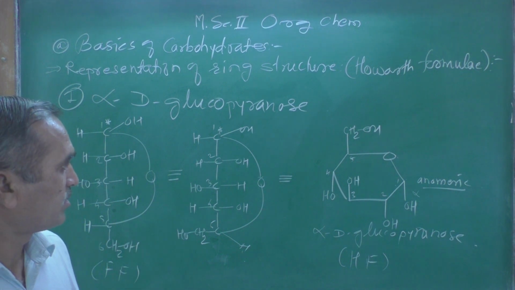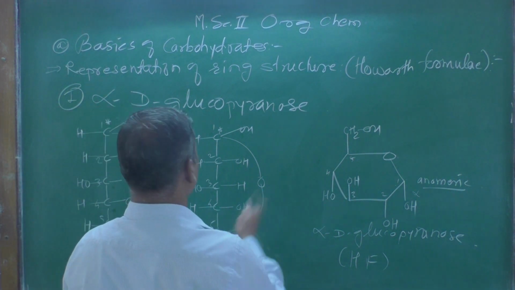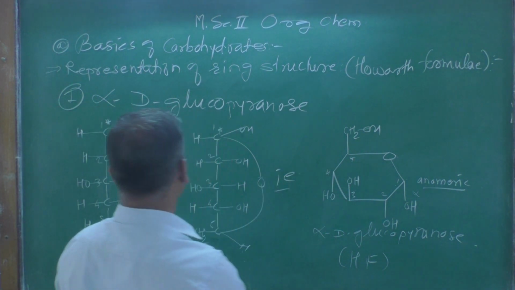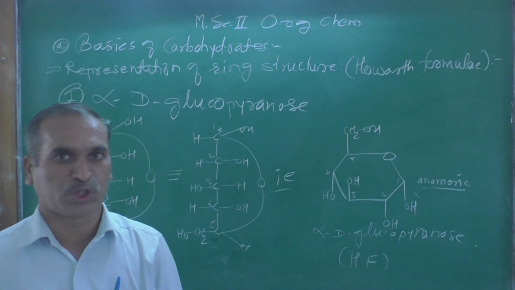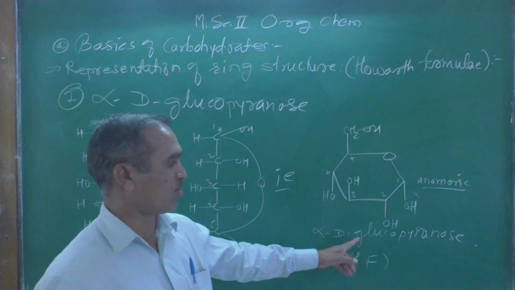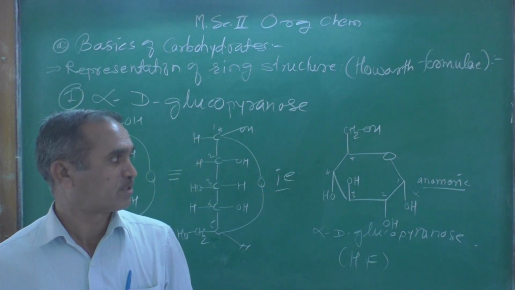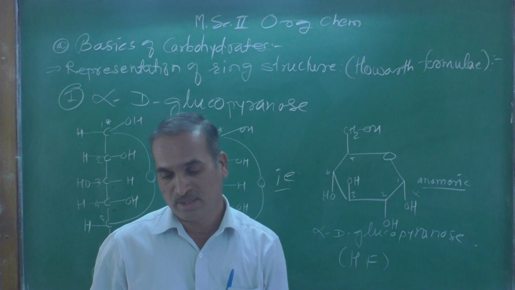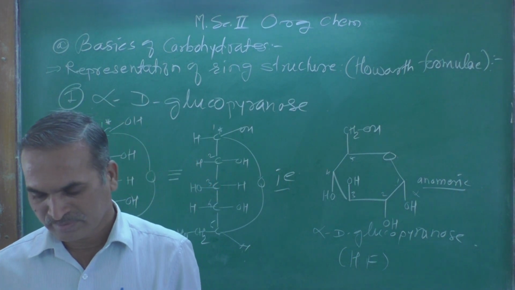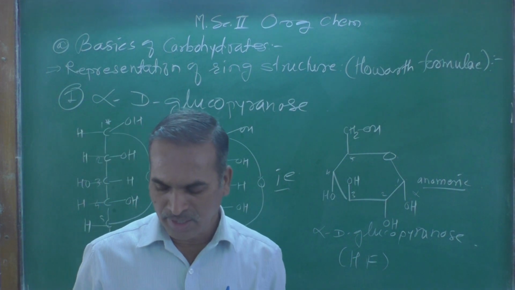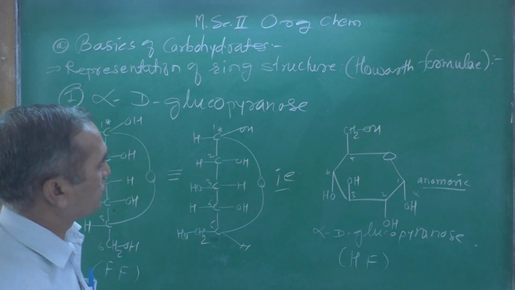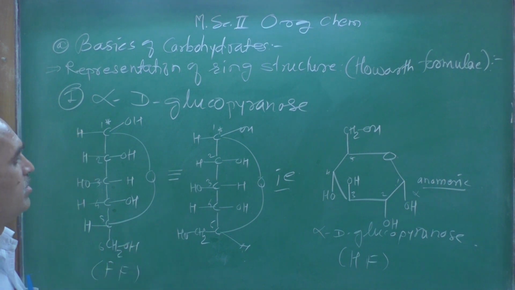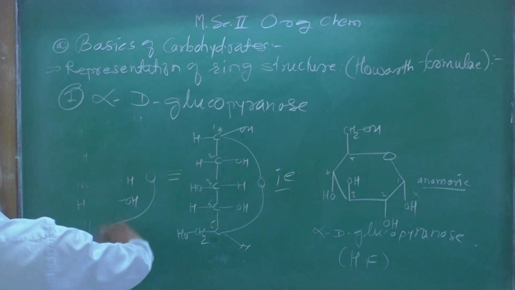So this Fischer projection formula we have shown according to the Haworth projection formula, and this is a representation of the ring structure of D-glucose according to the Haworth projection formula. Understood this one? Now let us see the second structure.